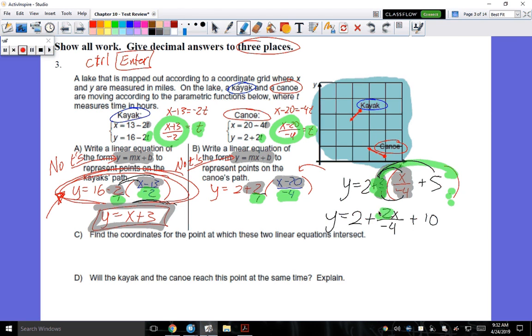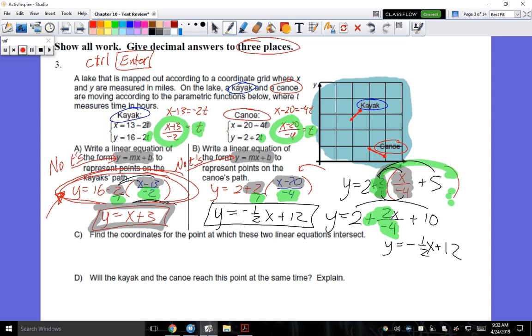Notice how this positive 2 will reduce with the negative 4 to get a negative 1/2, and 2 plus 10 is 12. So it will simplify all out to y is equal to negative 1/2 x, oops, forgot the x, plus 12 for part B.